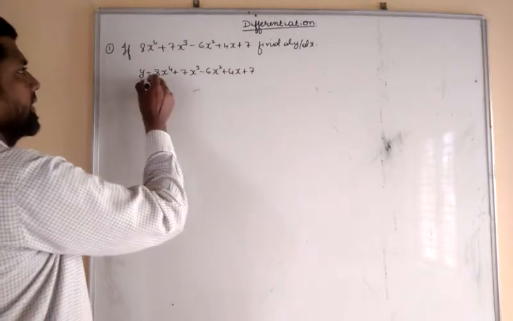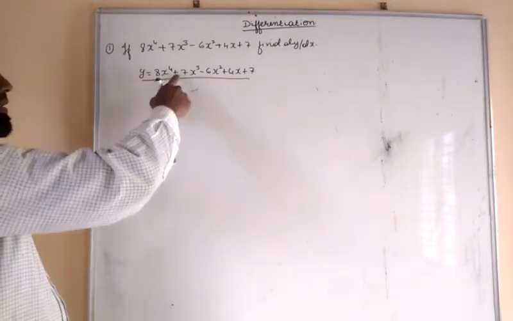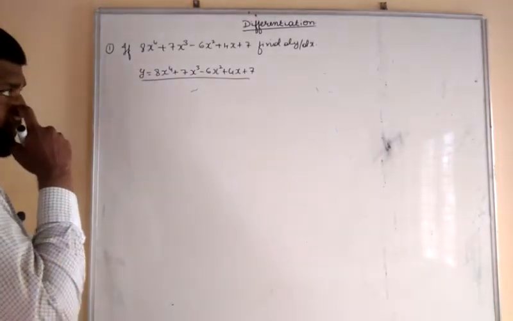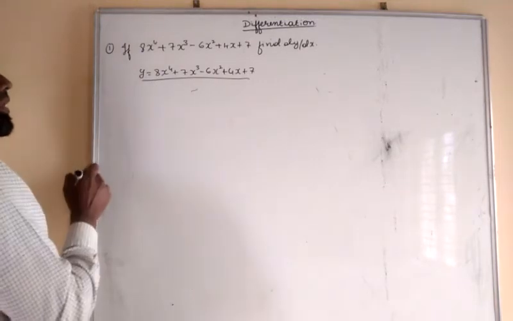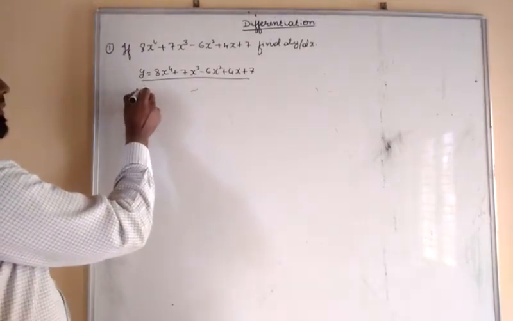So this is the function given. In between the terms, the sign is plus and minus, so this is in the form of the sum or difference rule. So let us take y, and y should be differentiated with respect to x.